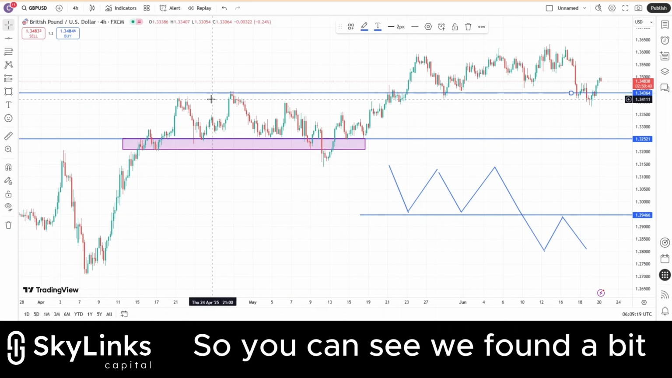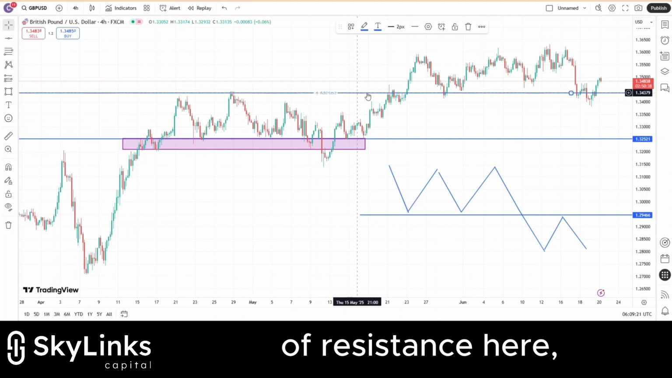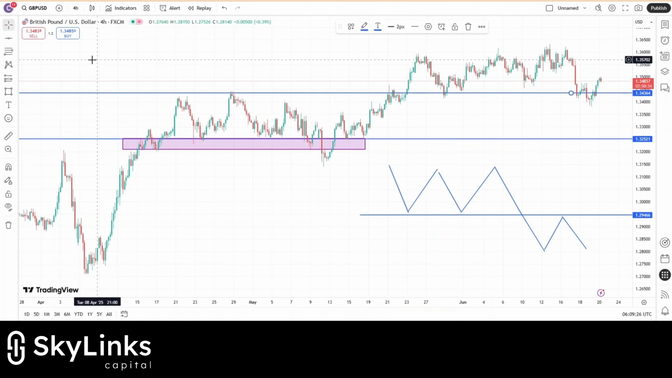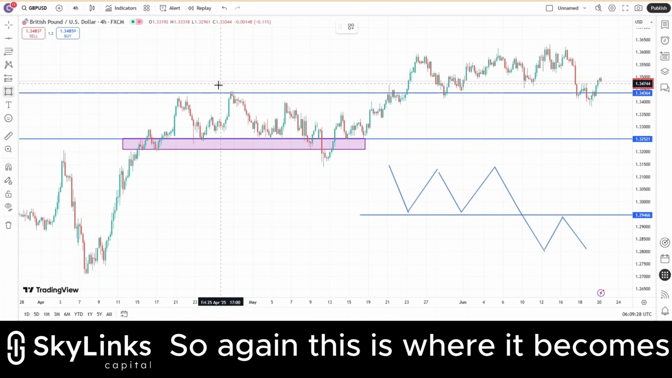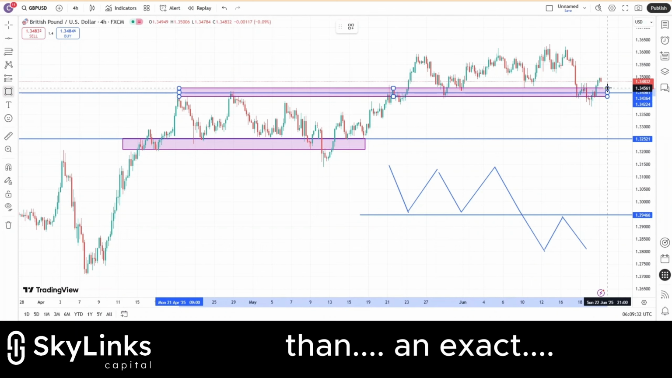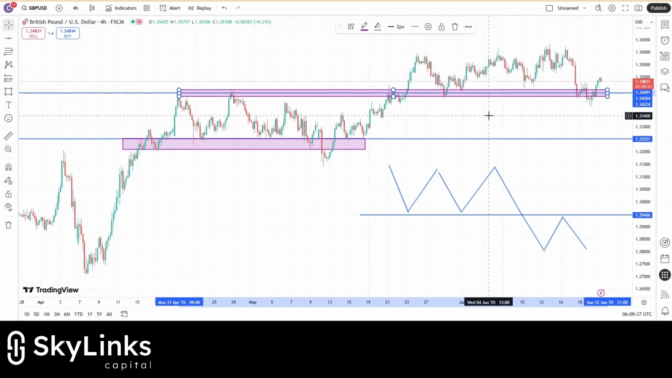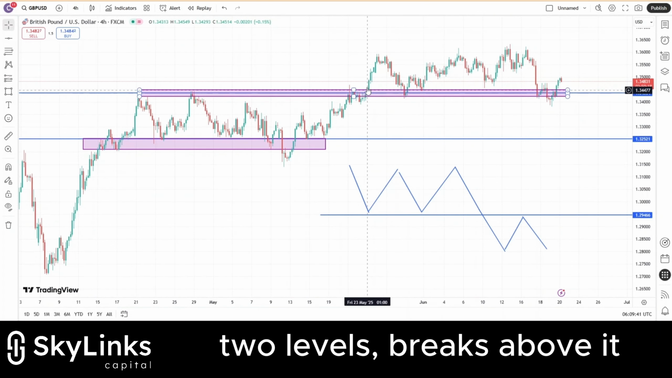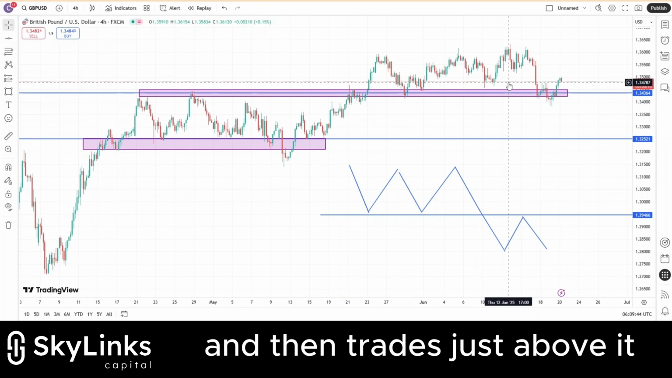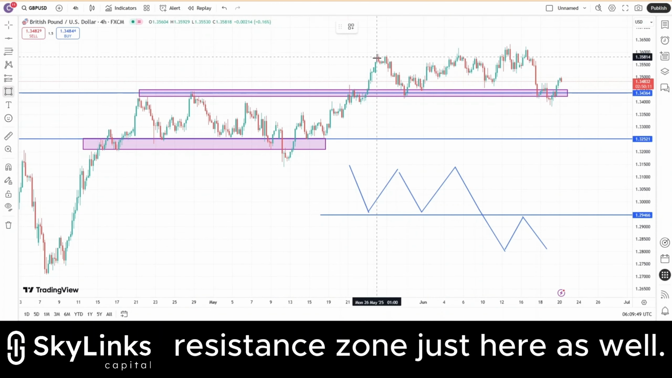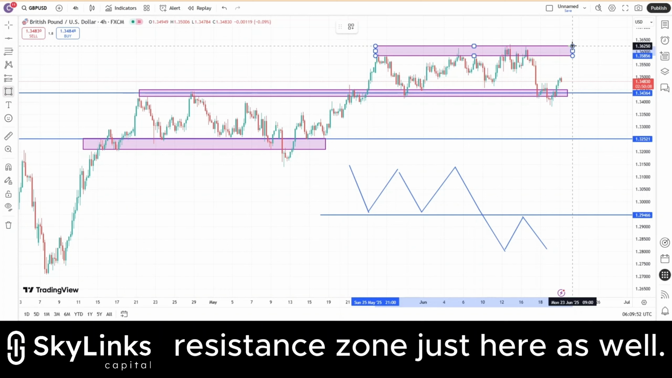Again, you can see we found a bit of resistance here, found resistance here, then finally broke through, and this is where it's become support. So again, this is where it becomes more of a zone than an exact level. You can now see that the market is trading between these two levels, breaks above it, and then trades just above it here at the moment. And again, we've got another resistance zone, apologies, just here as well.